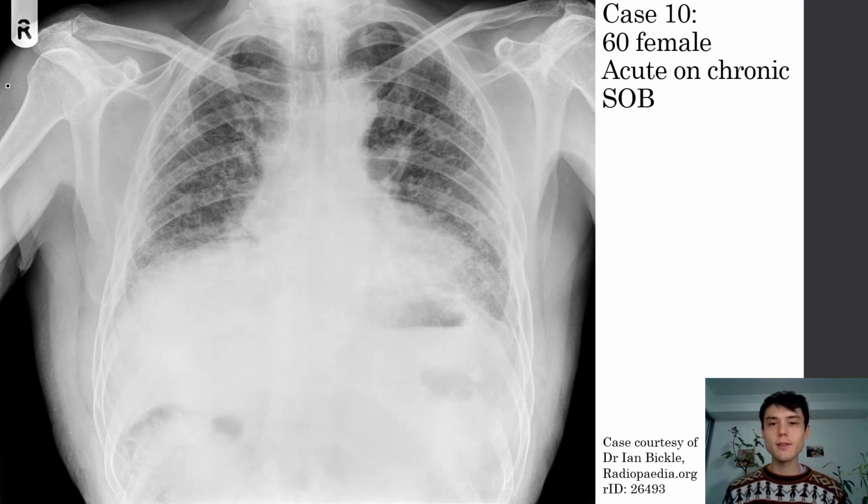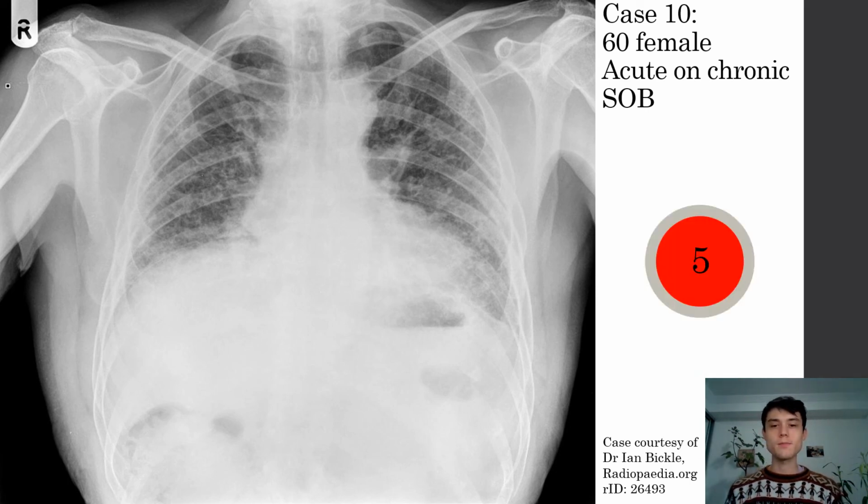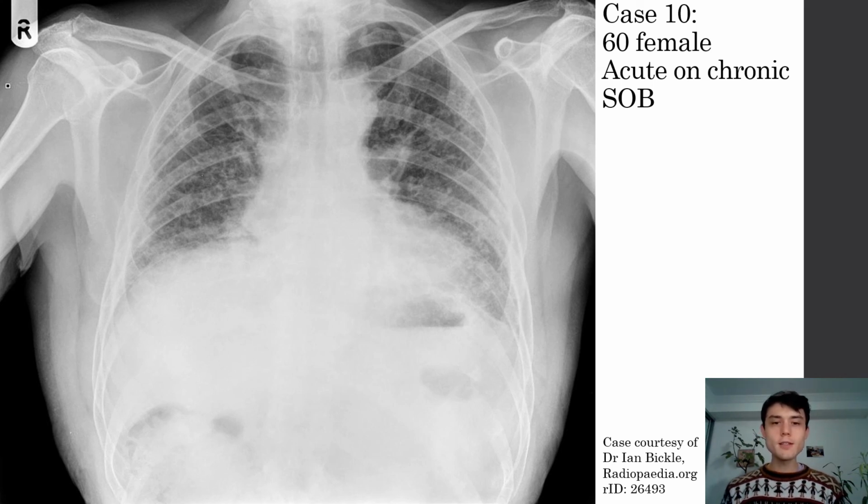Finally, we have the last case, a 60-year-old female who presents with acute on chronic shortness of breath. So in this film, we see an opacification extending across both lungs, and we would describe this as a reticular pattern with these networks of lines going across the lungs.